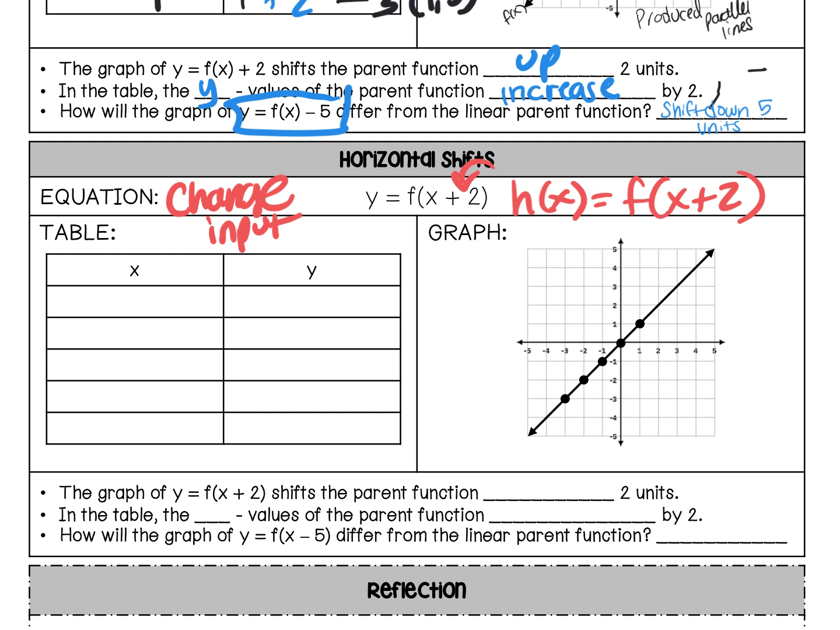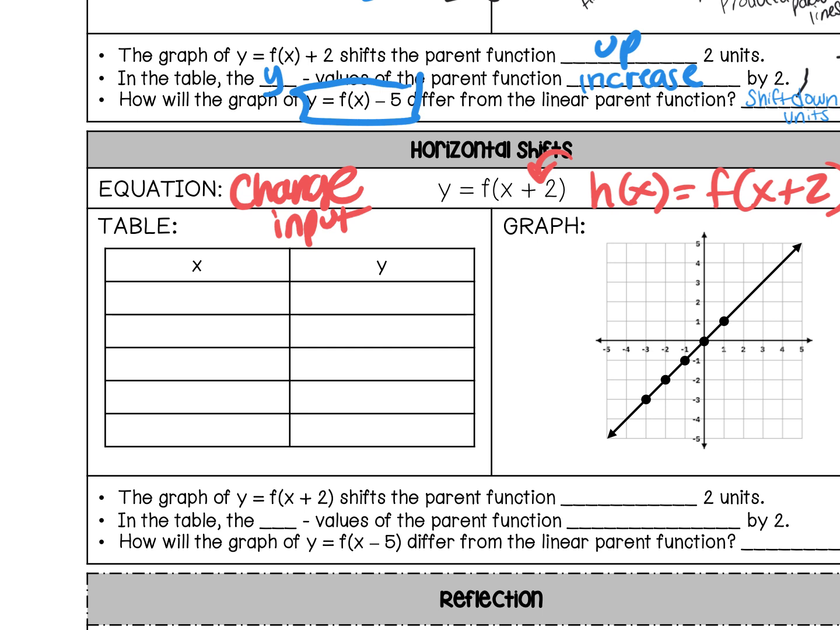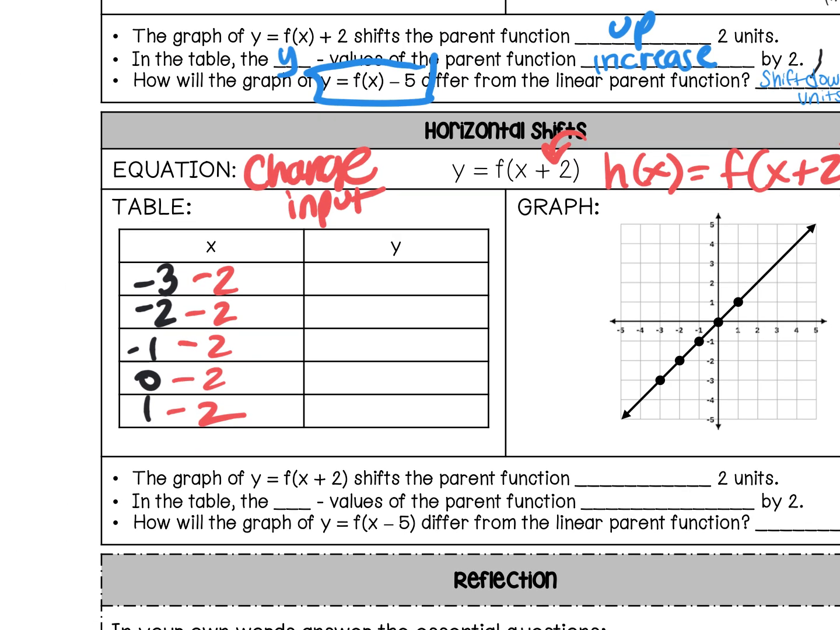Okay, the reason why addition actually moves the graph to the left is only because it looks like that happens. It doesn't actually happen that way. So for the purposes of you understanding, we're going to do something with the input. You'll learn more of why this happens as we get into quadratic and absolute value functions. So remember our old input, sorry, our old input was -3, -2, -1, 0, 1. Now we're going to subtract 2 from each input because we do the opposite. Even though it says +2, we're going to do the opposite and subtract 2.